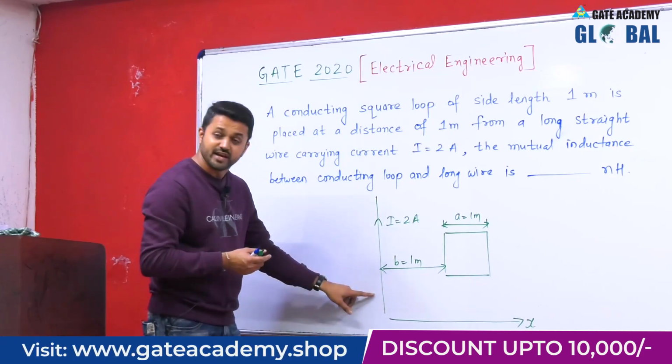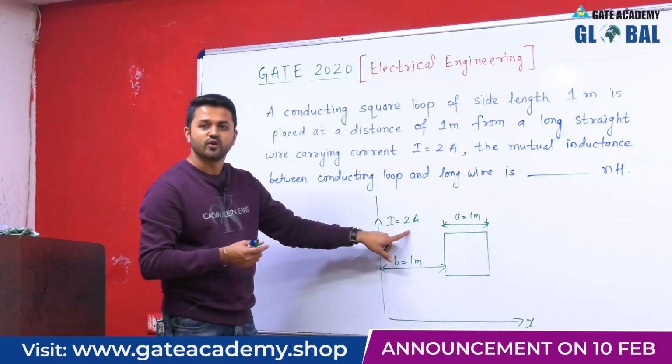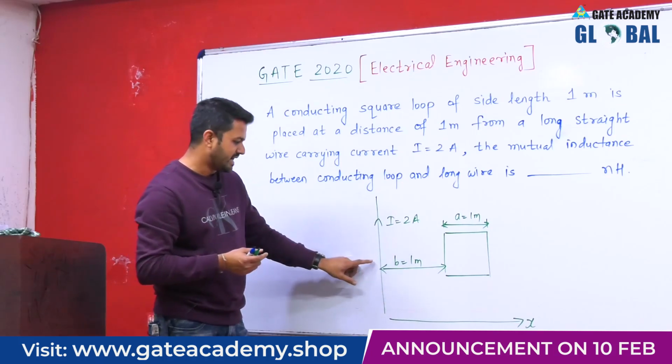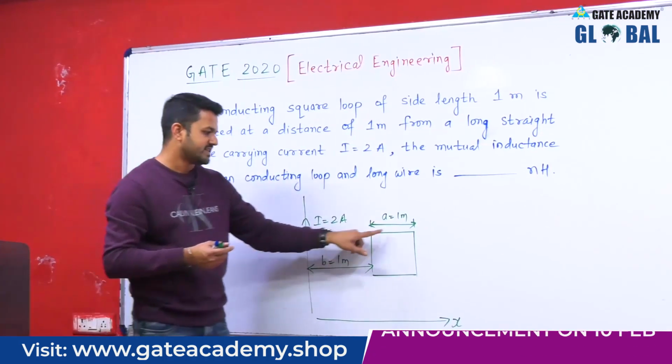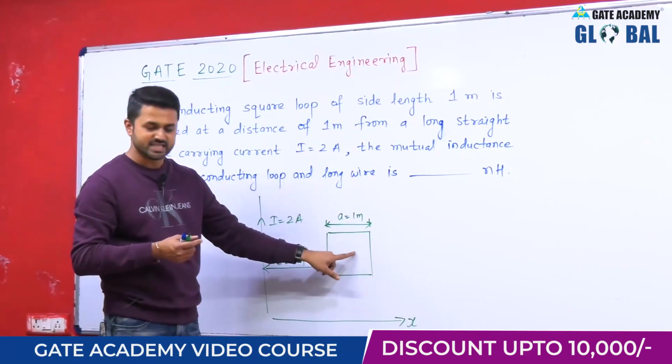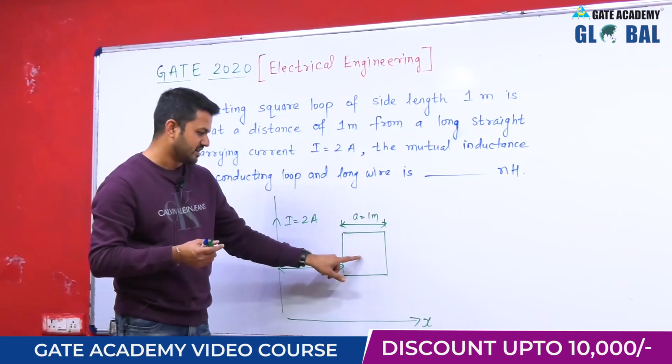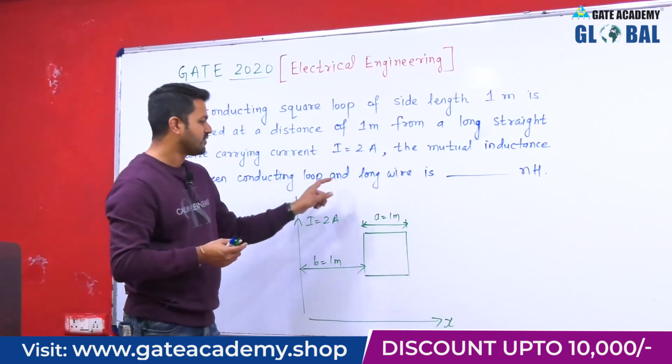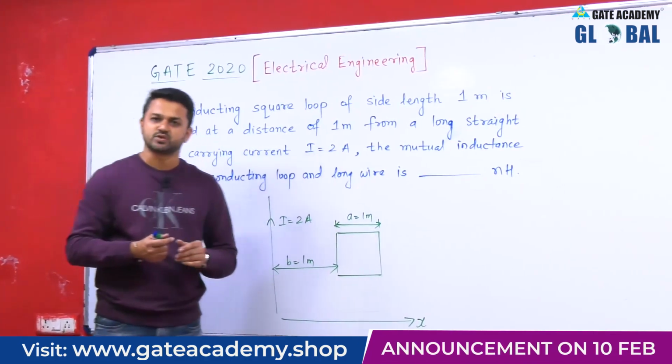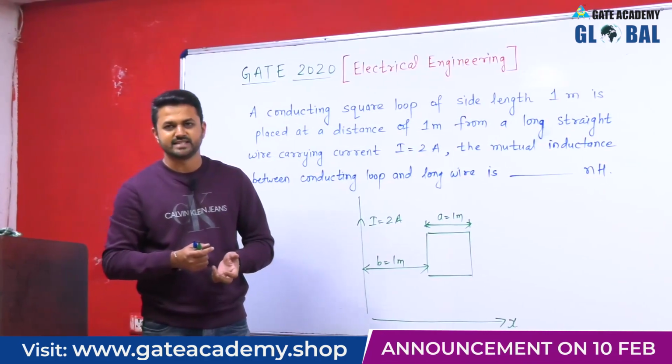So this is the long wire in which the current of 2 ampere is flowing, and at a distance of 1 meter a conducting square loop is placed, which has a side of 1 meter along the x-axis. We have to find the mutual inductance between these two. So how do you find the inductance?